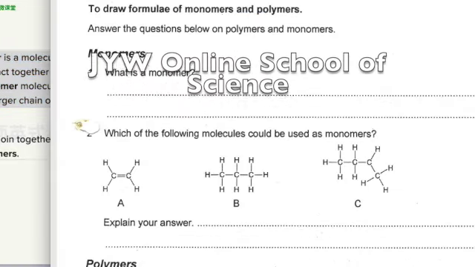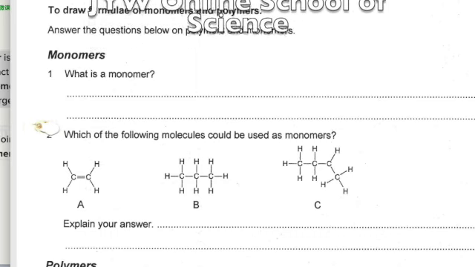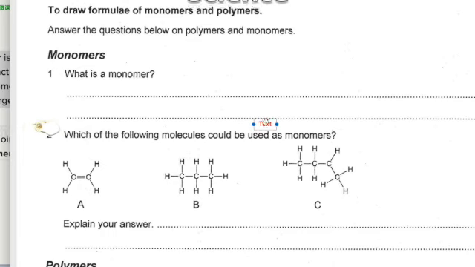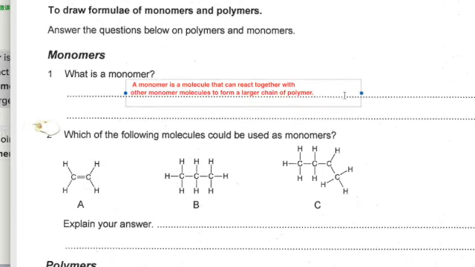So let me write in here. What is a monomer? A monomer is a molecule that can react together with other monomers to form a large chain of polymers. Okay, that's the definition.